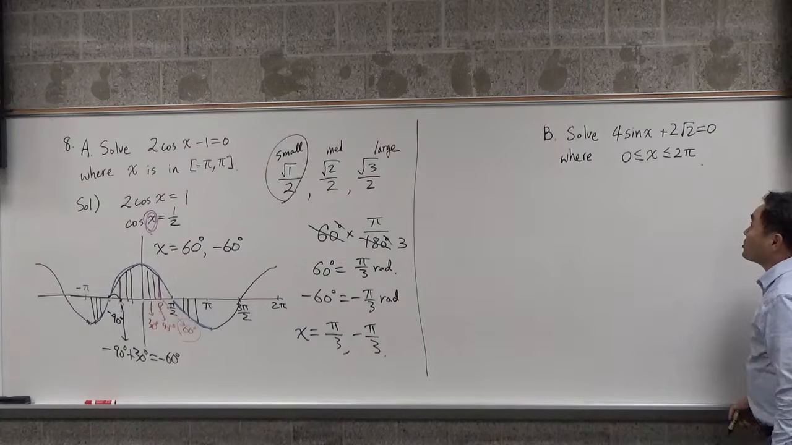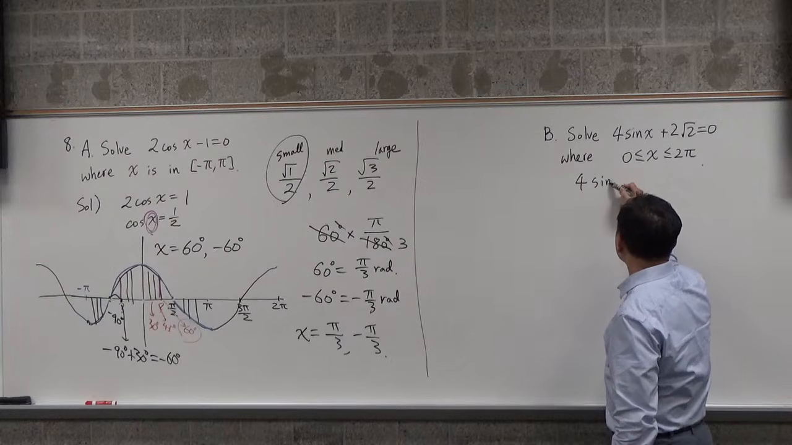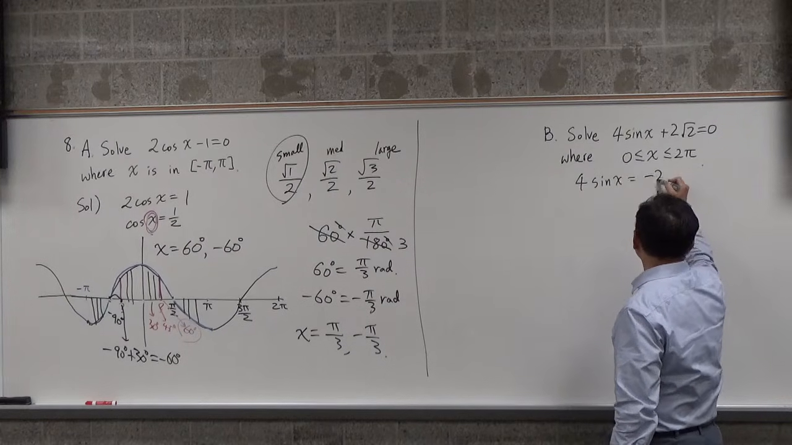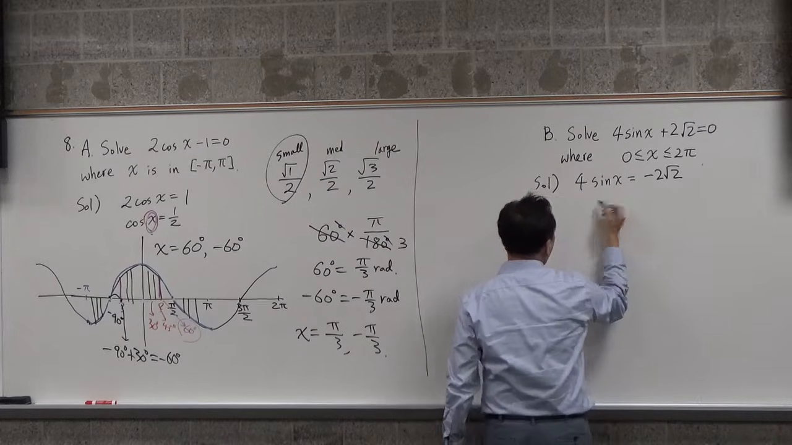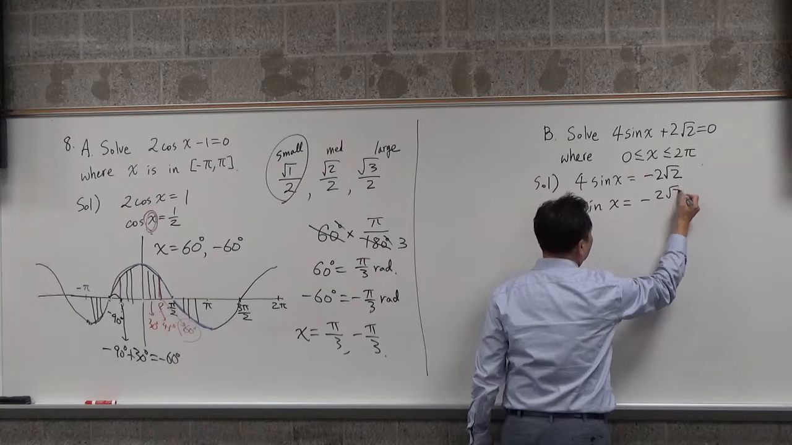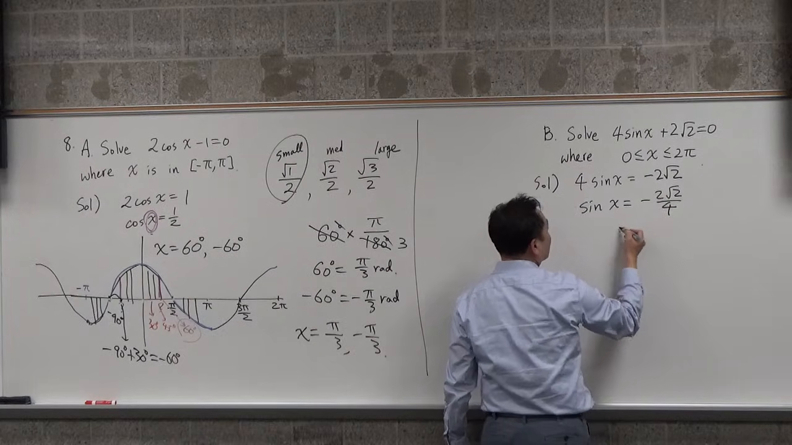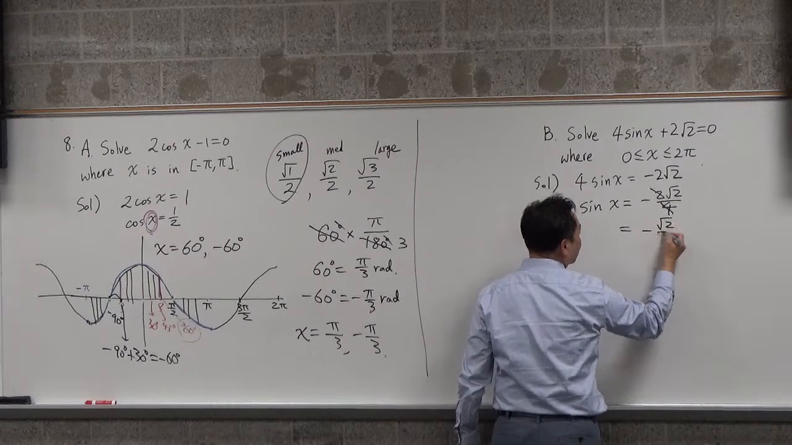Okay, similar question. You subtract 2 radical 2 from both sides. And now you divide both sides by 4. If you reduce 2 and 4, you get negative radical 2 over 2.